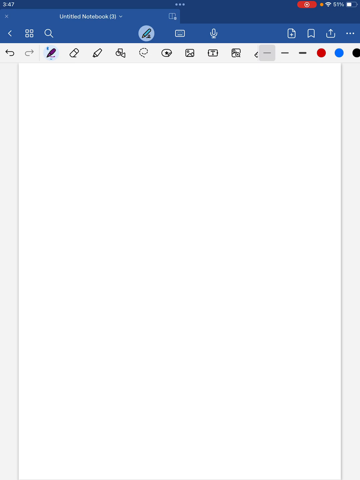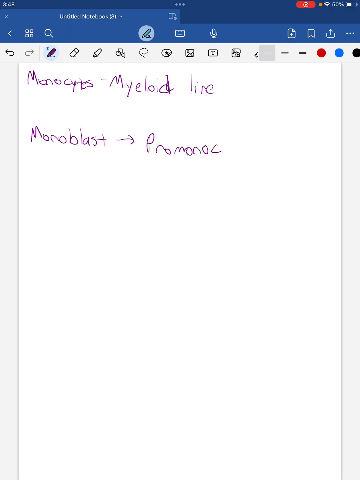Now we have our agranulocyte production of monocytes. These are derived from the myeloid line. Remember, they have granules, but they're not seen under staining, so they're considered agranulocytes. This one's pretty straightforward as well. We start from a monoblast cell, go to a promonocyte, then to a monocyte. Then it can enter the bloodstream.